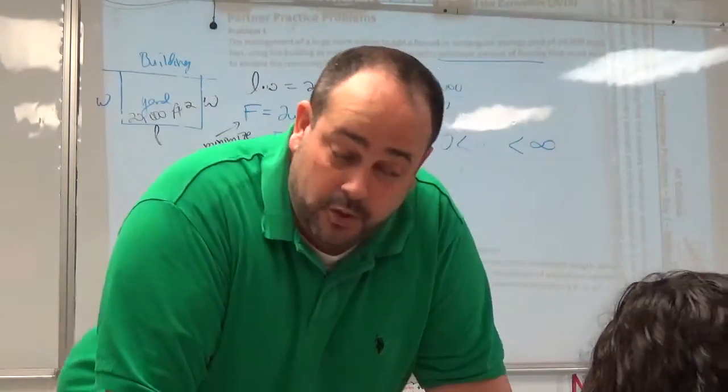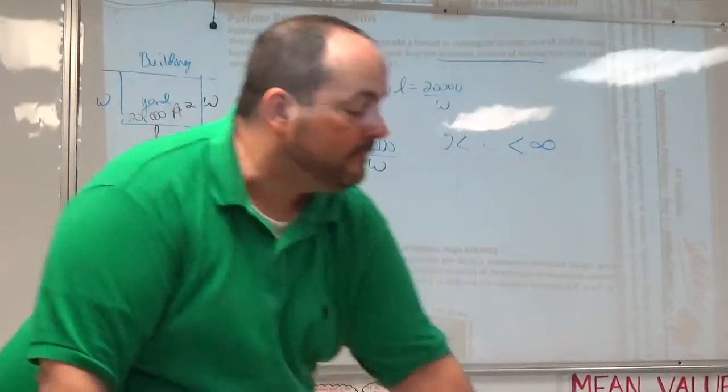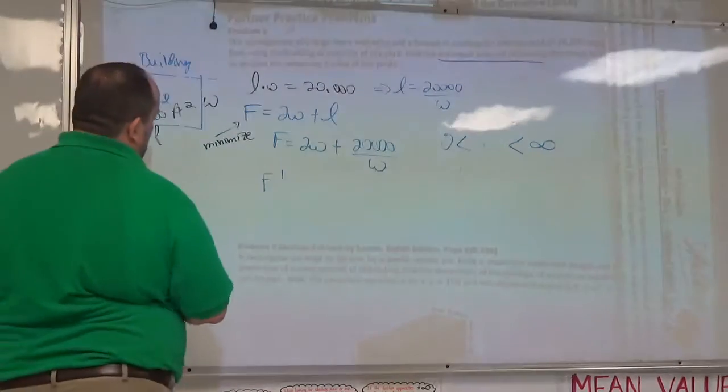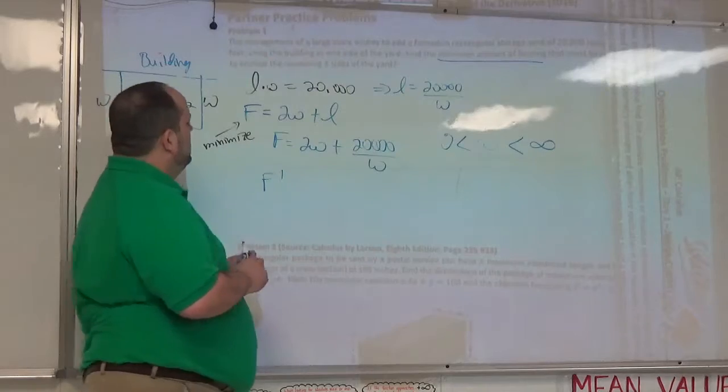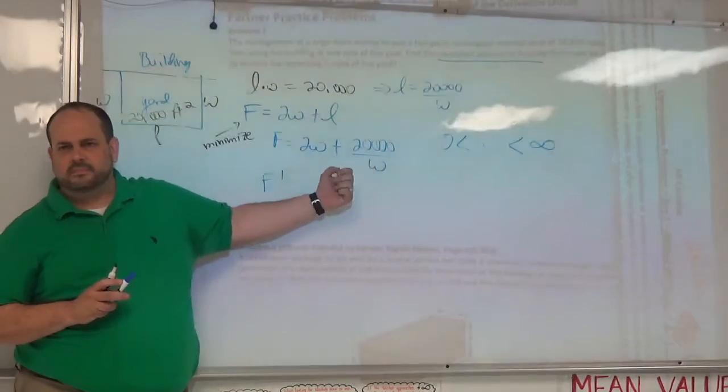derivative here? You're going to have to use the quotient rule, indeed. Too close, negative 20,000. Oh no, negative W.